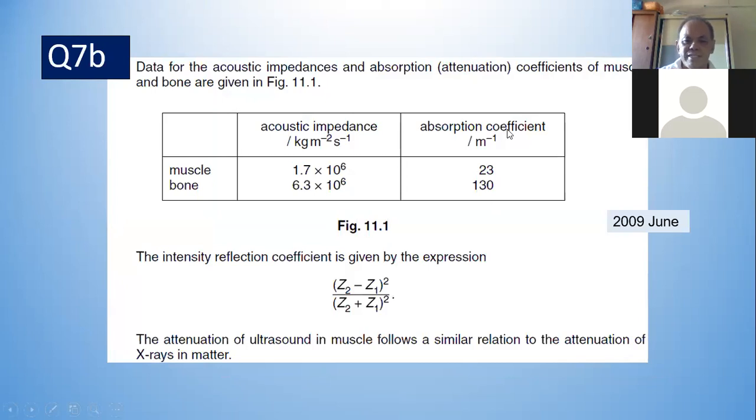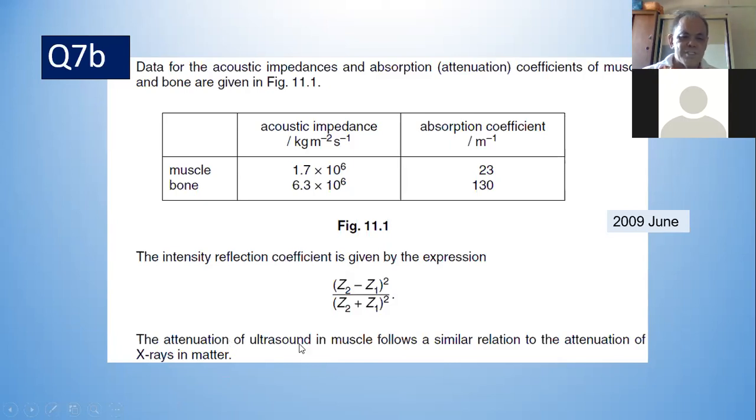The attenuation coefficient and the acoustic impedance Z of the muscle and bone are given. The intensity reflection coefficient is given by the expression. This one you are not supposed to memorize, they will give you. If the syllabus says recall and solve, then you have to memorize it. If they didn't say recall, then they will give you. But it's no harm to memorize it, then you know how to use it. So the intensity reflection coefficient is given by that.